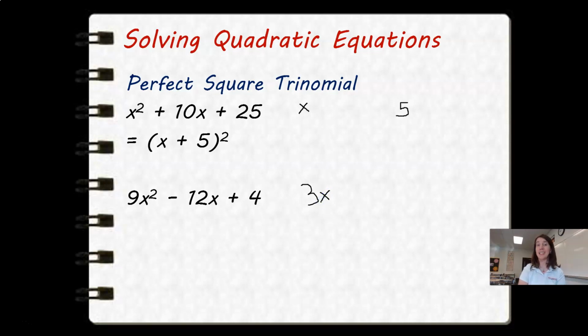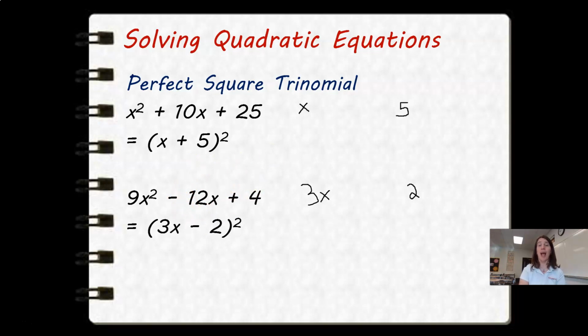Look at the last term. It is a 4. What do I square to get to the number 4? It is a 2. So my first and last terms are perfect squares, so far so good. The middle term has to be 2 times both of those pieces that I squared. Well, 2 times 3x is 6x, and 6x times our 2 is 12x. So the middle term does meet the requirements of our perfect square trinomial.